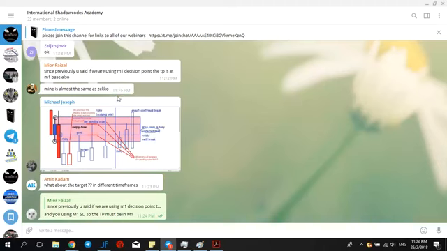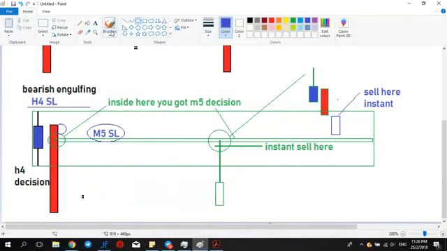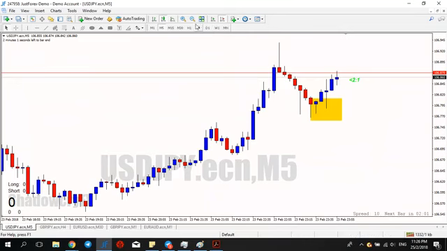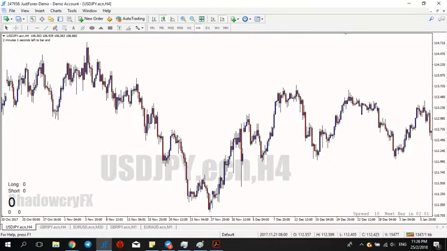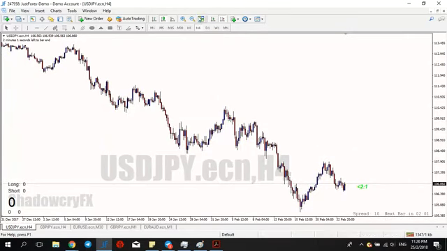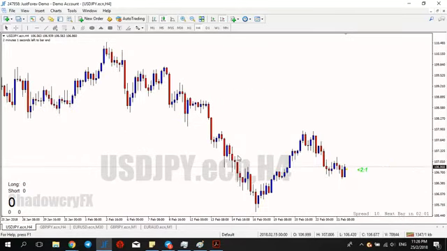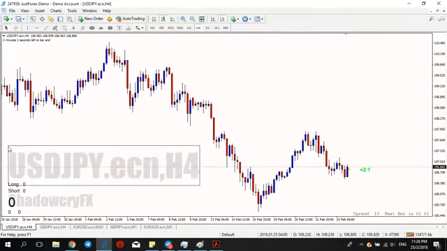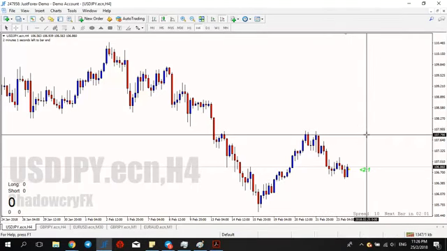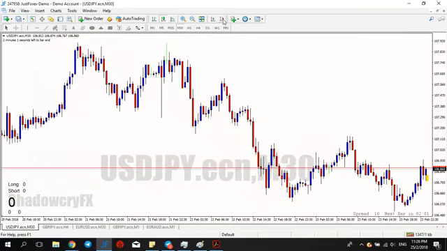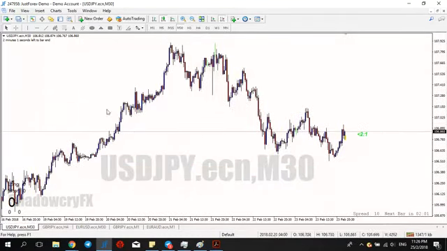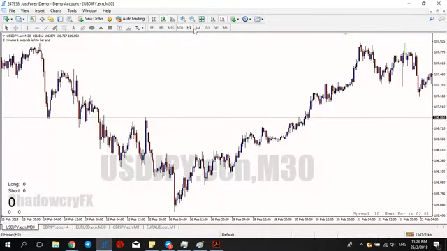Okay, so I think I answered this. And Michael, what about target in different time frame? Okay, I already explained this. I think I need to draw it, just so that everyone doesn't get confused. So this is USD JPY, H4. The decision it takes is somewhere on M30, I think. Wait, H4.